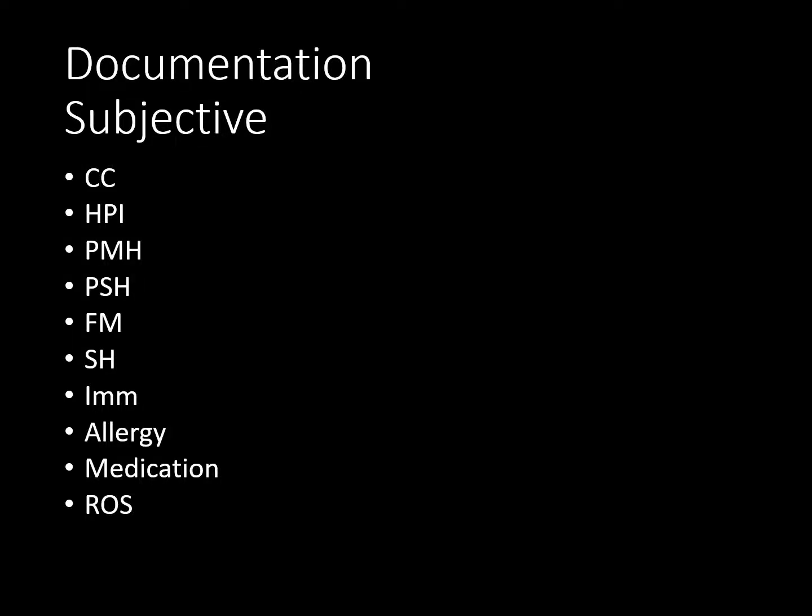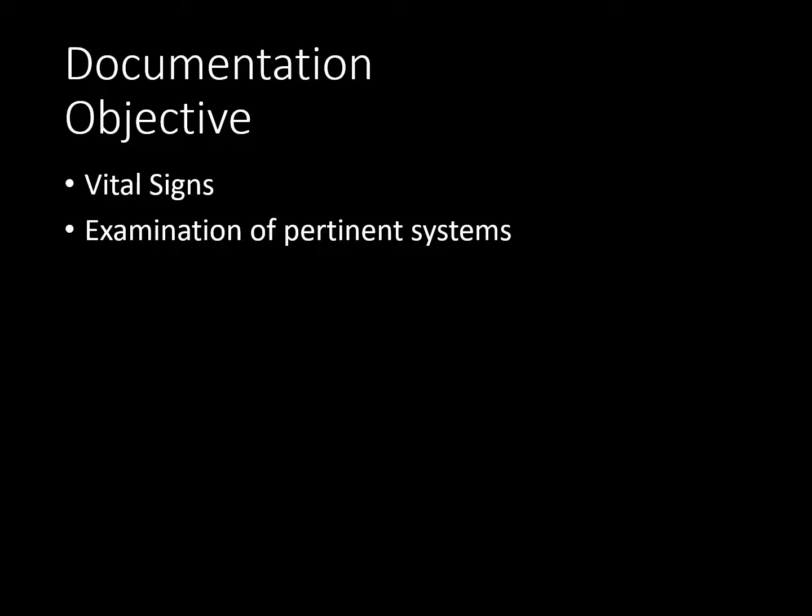So the documentation of the subjective piece is going to be your CC, HPI, PMH, PSH, FH, oops, this is supposed to be family history, sorry about that, social history, immunizations, allergies, medications, and the review of systems. Those are the components of the S in the SOAP note. The objective information, or the O in the SOAP note, is vital signs, and then examination of the pertinent systems. Now remember, I want you to write all of these things out. You're not going to have all of the information, but I want you to write it out so that you get a good understanding of how to formulate those SOAP notes.